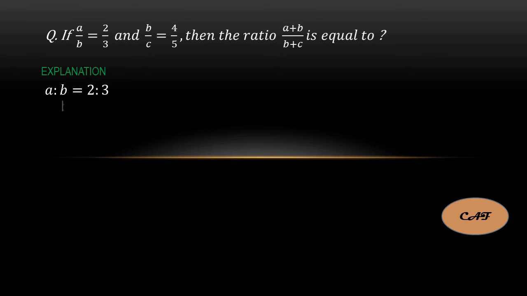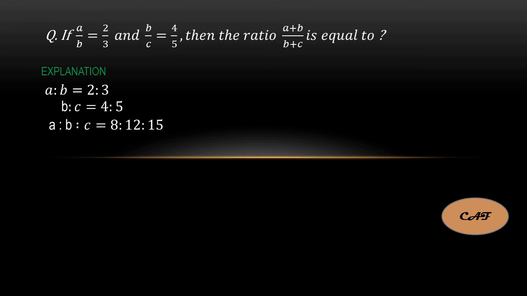So a is to b is equal to 2 is to 3 and b is to c is equal to 4 is to 5. If you can find out a is to b is to c, then you can easily find out the a plus b by b plus c. Okay. So whatever in the first question I showed, how we have to find out a is to b is to c, same like that. A is to b is to c is equal to 2 into 4 8, and 3 into 4 12, and 3 into 5 15. Okay.